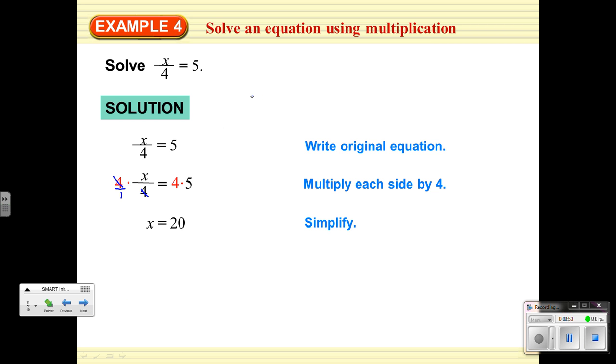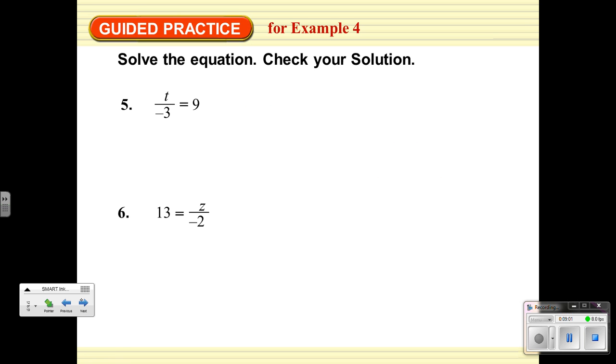So put 20 in for x, and 20 divided by 4 equals 5, and that does check because 20 divided by 4 is 5. So again, pause the video, solve, and check. Okay, again, if you don't understand how I got any of those solutions, please bring your questions to class.